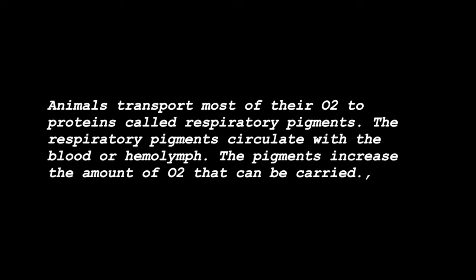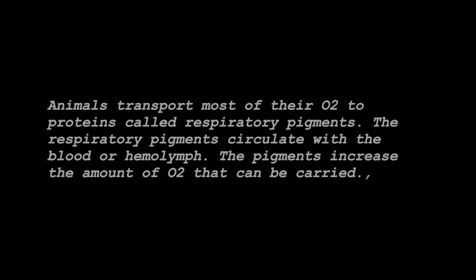Animals transport most of their O2 using proteins called respiratory pigments. The respiratory pigments circulate with the blood or hemolymph. The pigments increase the amount of O2 that can be carried.